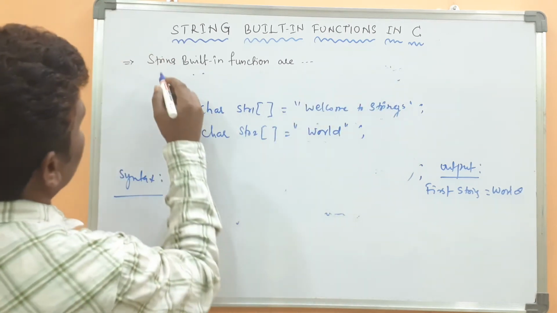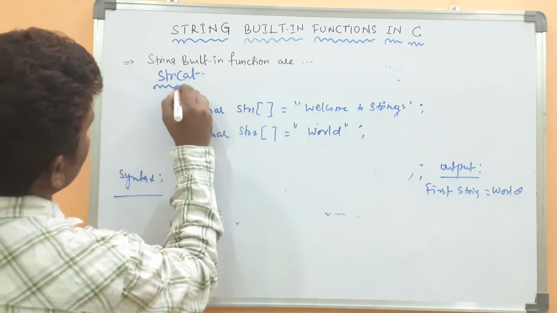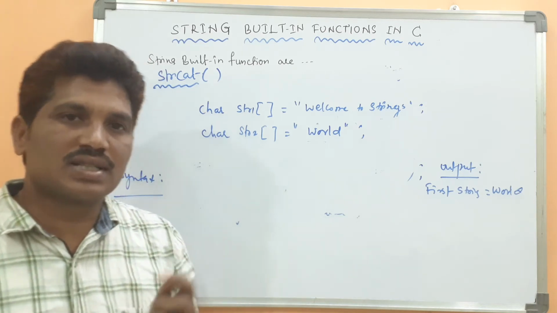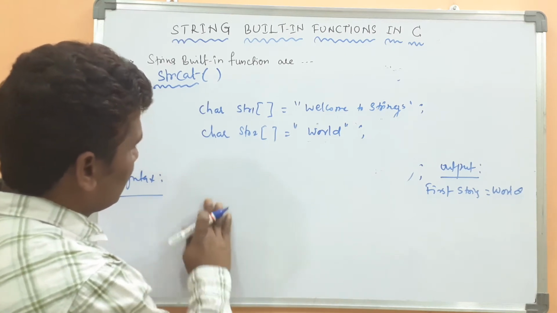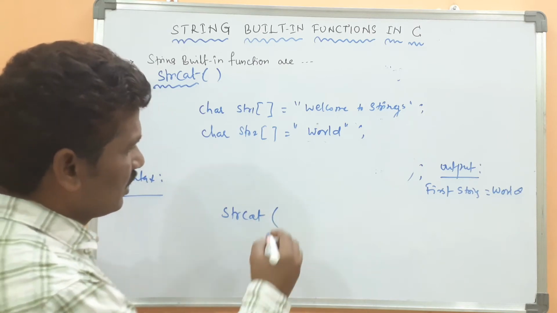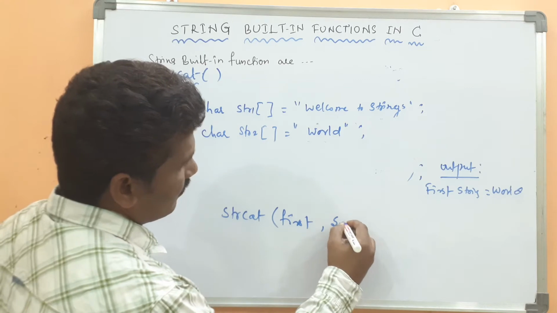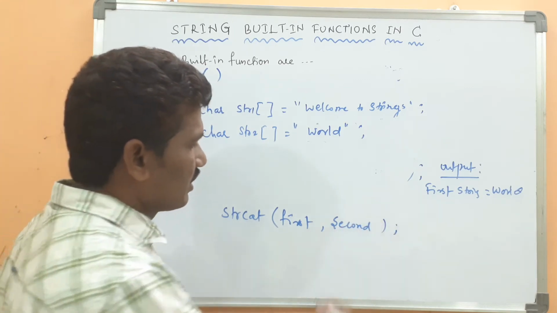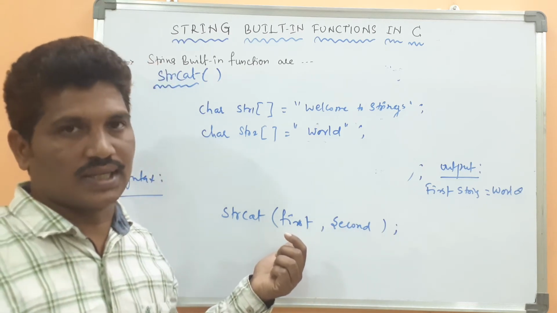Next, string concatenation. The string concatenation function appends one string at the end of another string. What is the syntax for it? Look here: strcat, then first string, second string. Okay, the first string and second string. Here, the second string is appended at the end of the first string.